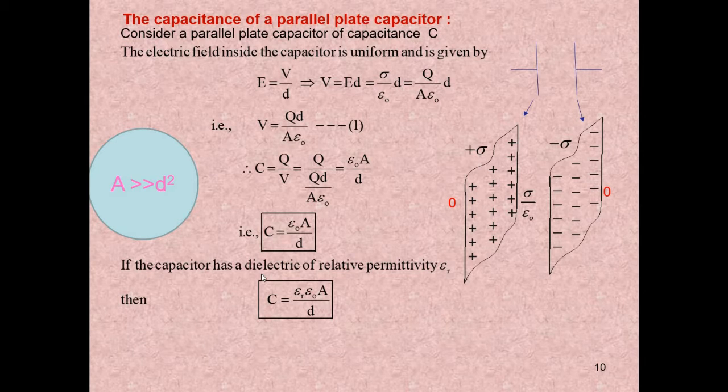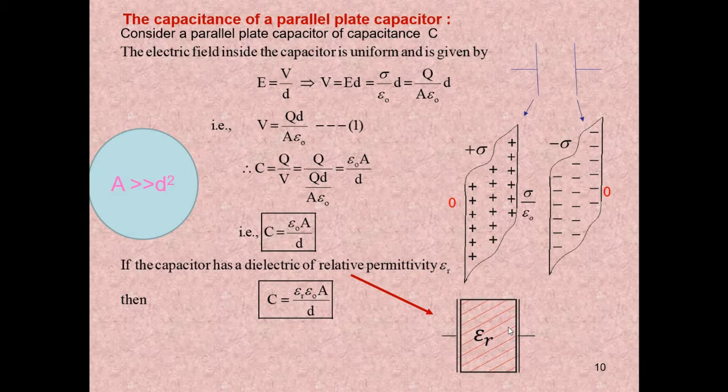If the capacitor has a dielectric, meaning an insulator, of relative permittivity epsilon r, then the formula is C equal to epsilon r epsilon naught A by D. In this capacitor, the dielectric is totally filling the capacitor, not partly filling it. If that be the case, a different formula will come. Here the assumption is the dielectric fully occupies the space inside the parallel plate capacitor. That be the case, this is the formula.